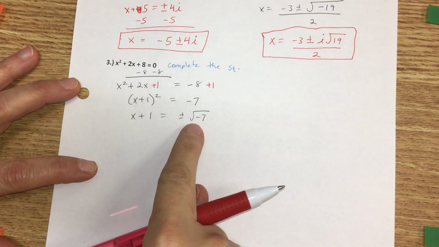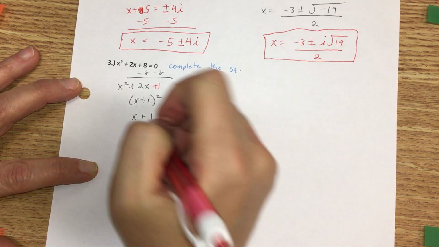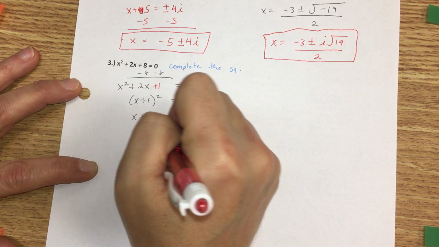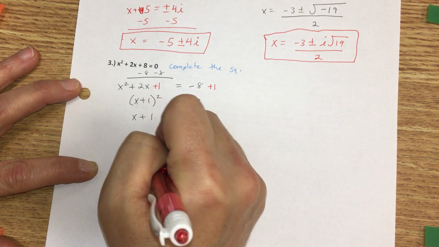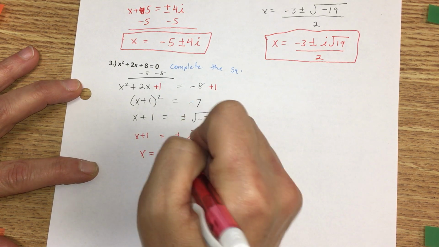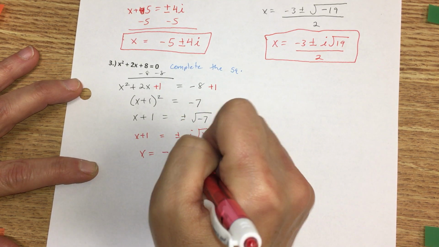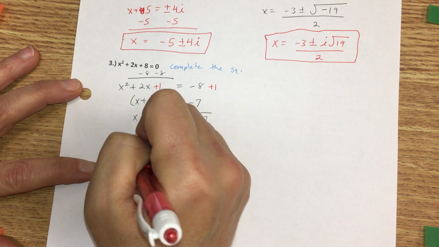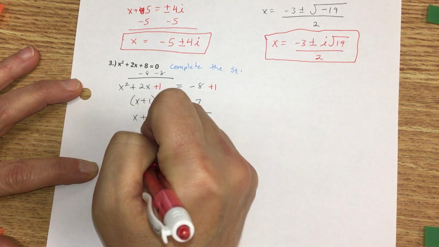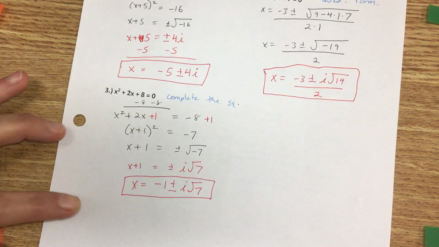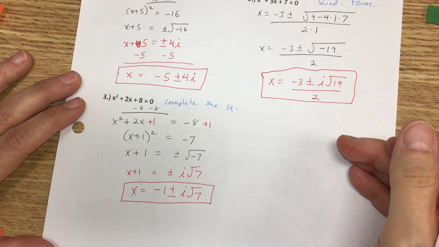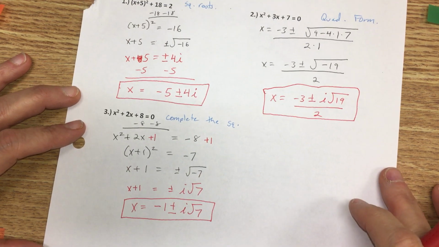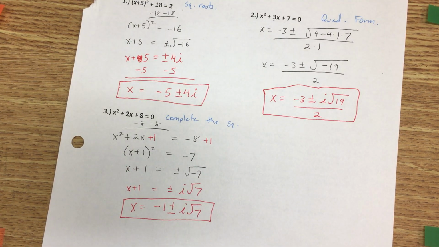All right, and then this last one, I've got the square root of negative 7, so it's going to be x plus 1 equals plus or minus i root 7, and then we're going to subtract the 1. We have an equally sweet looking answer like number 1. And so now we are able to solve quadratics that don't just have real solutions, but also have complex solutions.